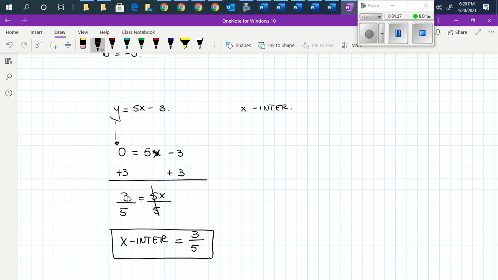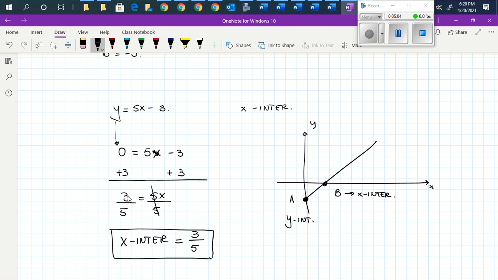Okay, so this is how we solve for the x-intercept and y-intercept. When we have a graph, we just look at the values, and the y-intercept will be on the y-axis. Point A is the y-intercept, and then we just look for the coordinate of that point, and point B will be the x-intercept. And mathematically it is when we have the equation of the line.